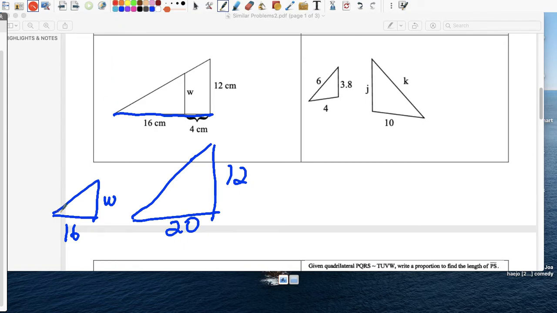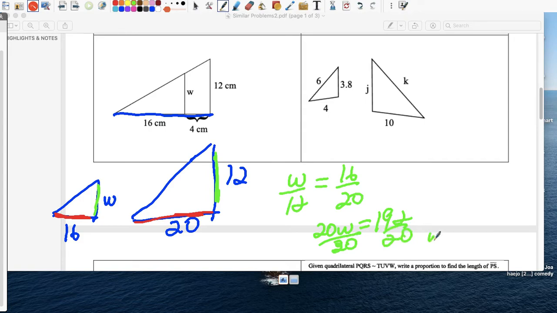So again, this corresponds with this, and the blue, I'm going to change it, and this W, that side of that triangle corresponds to that. And you can set up your proportion. So let's go W to 12. The ratio of those two should be equal to the ratio of 16 to 20, right? Cross multiply, 20W. 12 times 16 is 192. I'm going to divide both sides by 20, and W equals 9.6. Okay, and that's the height of that small triangle.